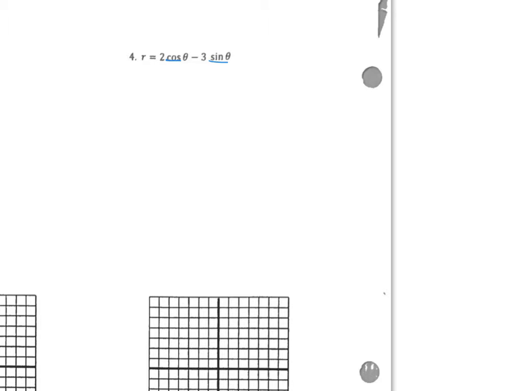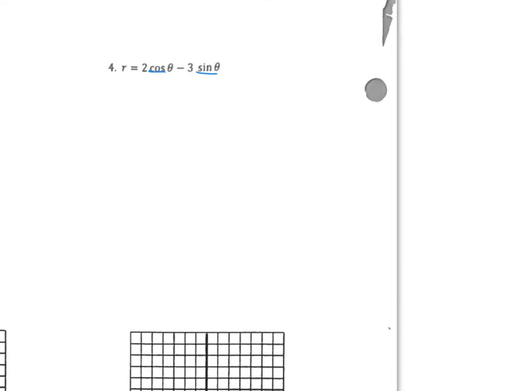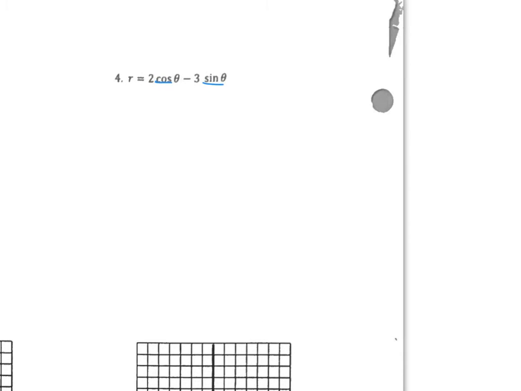All right, so I'm still going to kind of follow the same steps. Okay, so let's kind of zero in here. So just like number 1 and 2, we're going to multiply both sides by r to get that r squared. All right, so on the left side, r times r is r squared. Now, real important, when I multiply the right side, I'm going to put the r's next to the cosine and next to the sine. So really, I just replace them with x and y. So on the right side, it's 2 times r cosine of theta minus 3r times sine of theta.